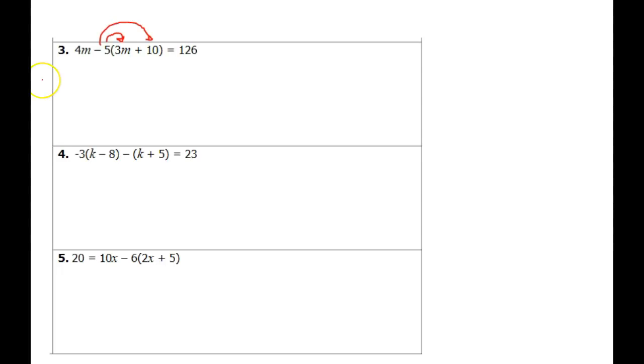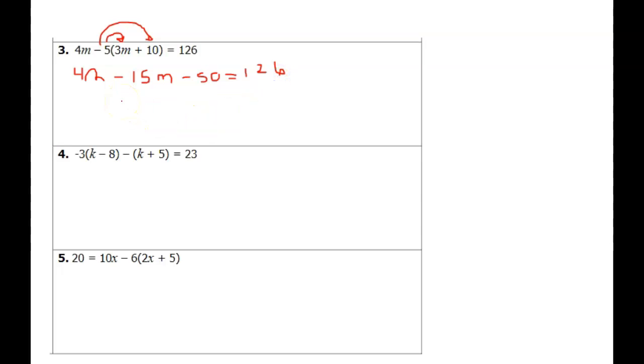Distribute, okay? So I am going to go ahead and distribute. I'm bringing the 4m down. That still stays there. And then I got a -5 times the 3. Well, that is -15. And then I keep my variable m. By the way, guys, if you need help multiplying it, you can always use your calculator, okay? Negative 5 times the 10, well, that's negative 50. And this equals 126.